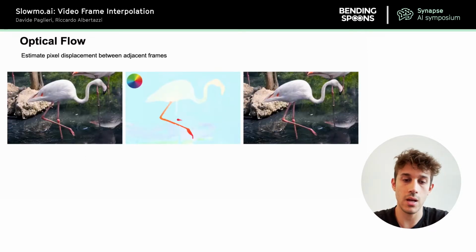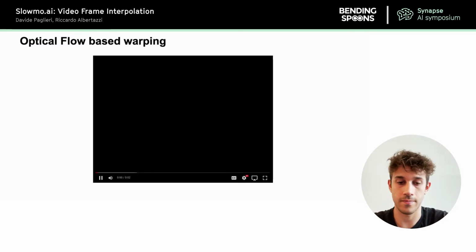So we can represent optical flow as a dense map in the HSV color spectrum. Here the color tells us the direction of the displacement vectors, and the intensity tells us the magnitude. So we can see here that the leg of the flamingo is moving from left to right.